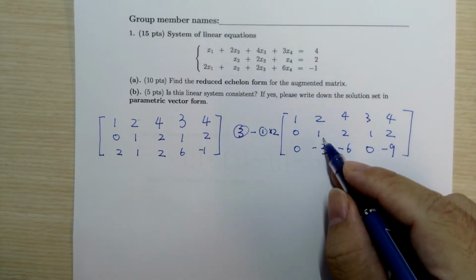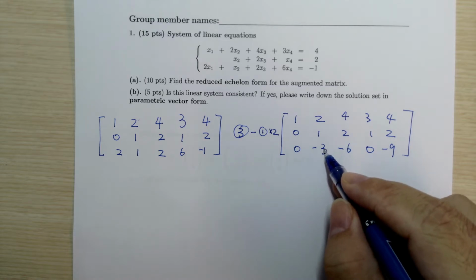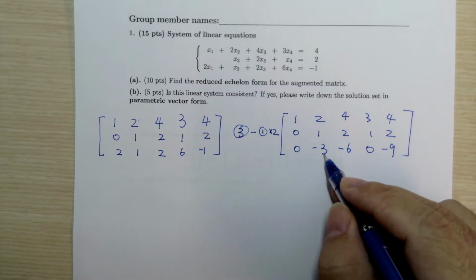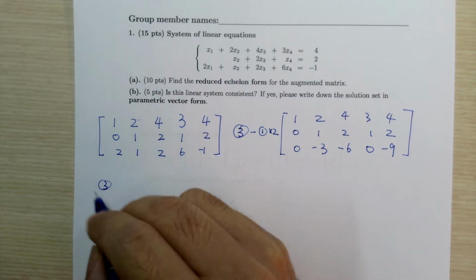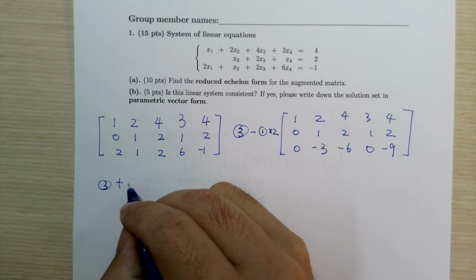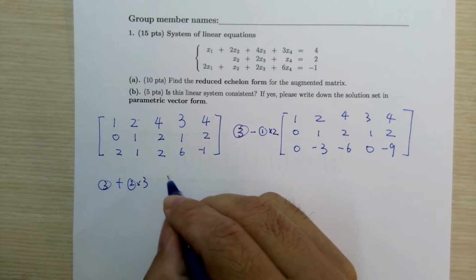Now we're going to try to use the next pivot to reduce. So as you can see, we can use row 3 plus row 2 times 3, right?